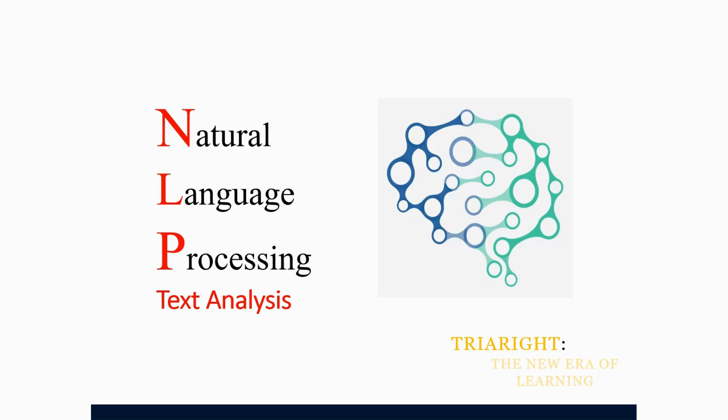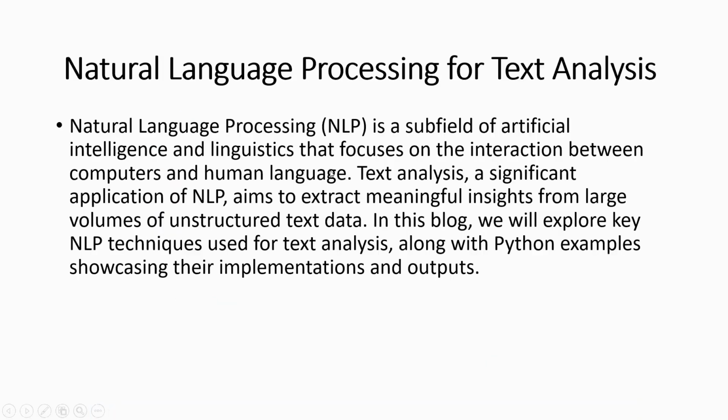Okay. So based on NLP, we can say natural language processing for text analysis is a subfield of artificial intelligence and heuristics that focuses on the interaction between computers and human languages, right? From text analysis significance, applications of NLP aim to extract meaningful insight from the large volume of unstructured text data, right? In this blog, we will explore key NLP techniques used for text analysis along with Python examples showcasing the implementations and outputs, right?